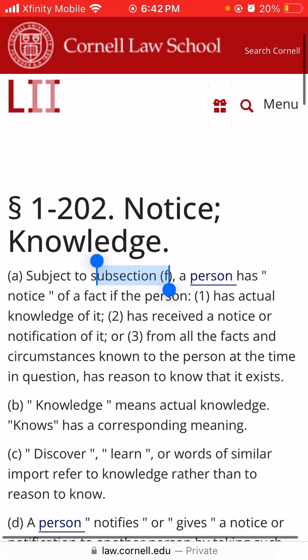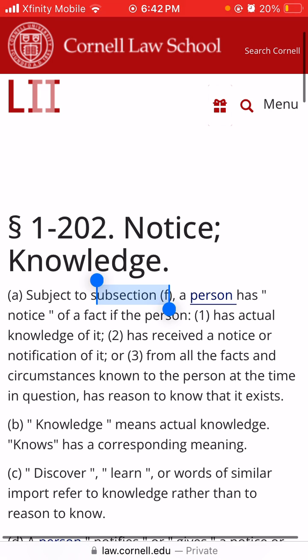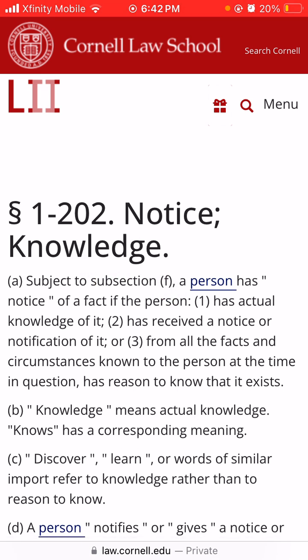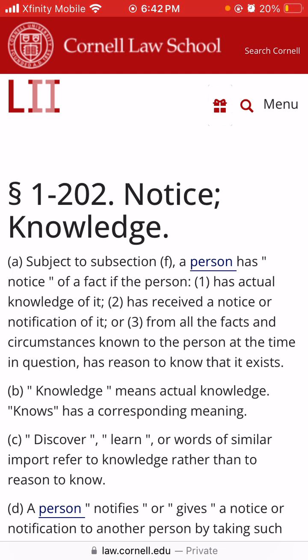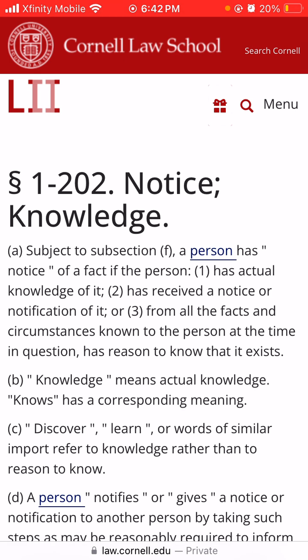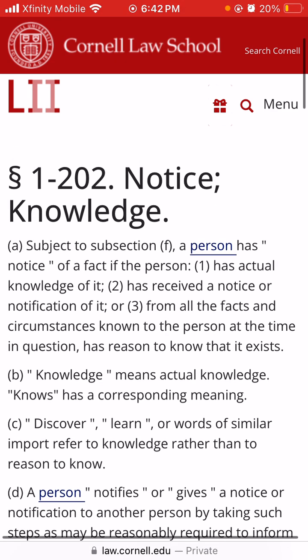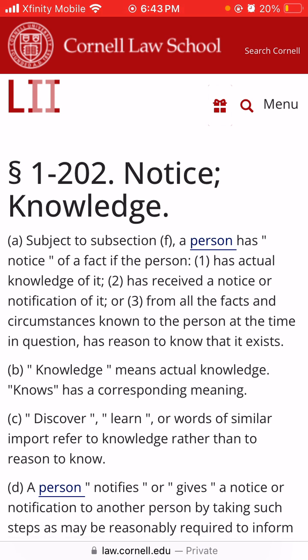Except all that, a person has notice of a fact. Remember, down there we're talking about notices, and organizations receiving something and someone acting within it. So a person has notice of a fact if the person has actual knowledge of it, or, subject to subsection F, if the person has received a notice or notification of it. A person is also an organization, which is why I talked about an organization down in subsection F.